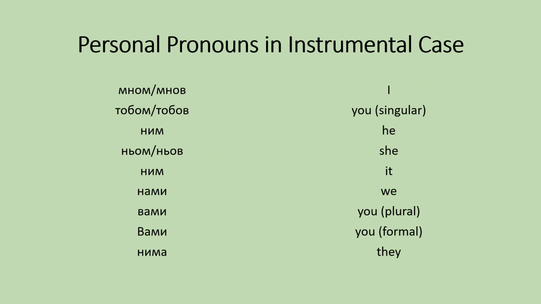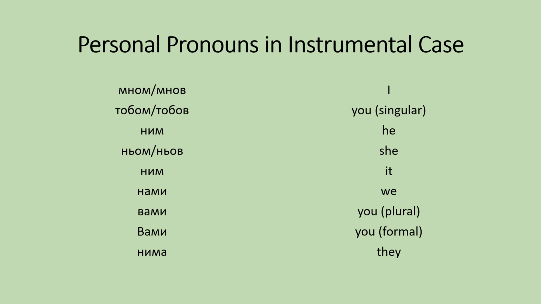Personal pronouns in the instrumental case. To say I in the instrumental case, it is num, or alternatively, mno. To say you singular in the instrumental case, it is tobom, or alternatively, tobo. To say he in the instrumental case, it is nim.